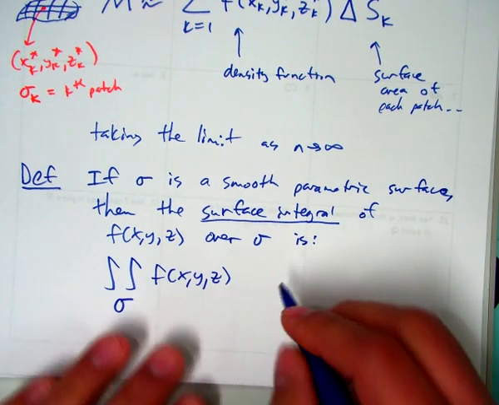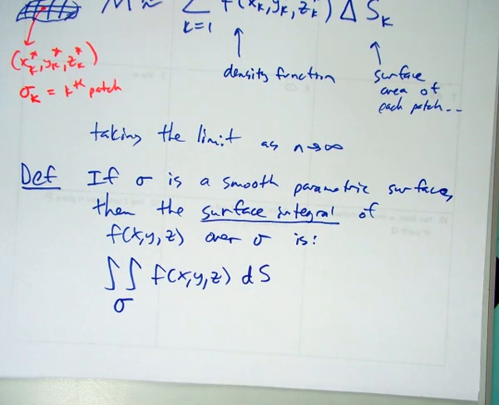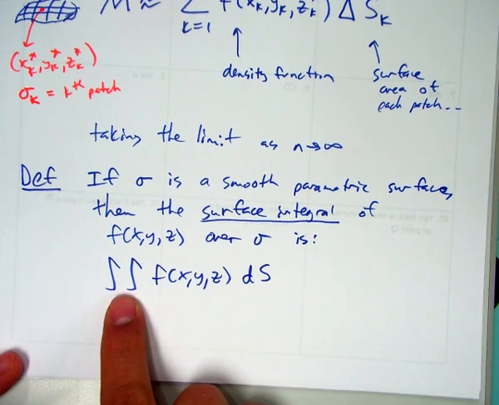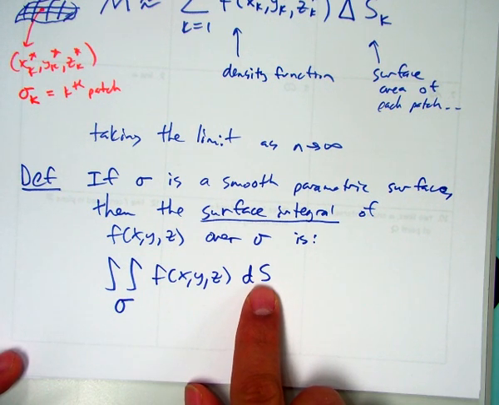And then you'll see d capital S, not to be confused with d little s, which represents an arc length parameter. Now, if you're even thinking that this is an arc length parameter, you'll know that it shouldn't be because this is a double integral. Okay, so this needs to represent not a length but an area of some sort.